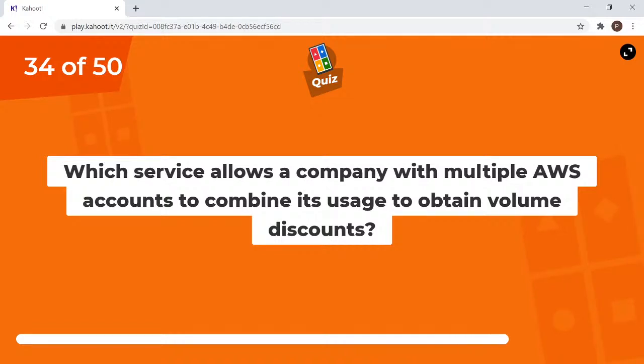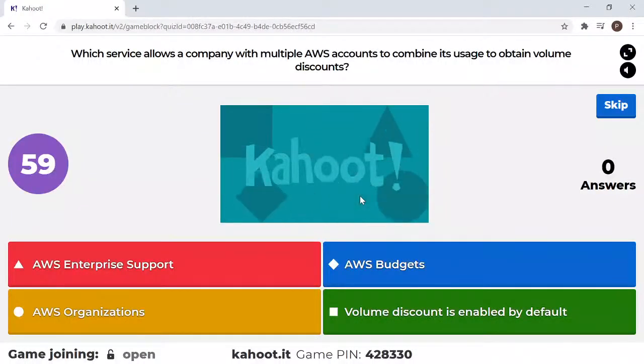Which service allows a company with multiple AWS accounts to combine its usage to obtain volume discounts? AWS Enterprise Support, AWS Budgets, AWS Organizations. Volume discounts is enabled by default.